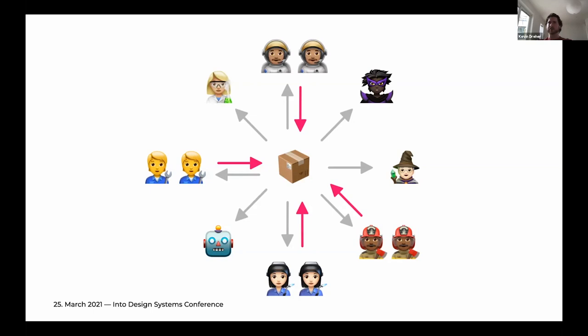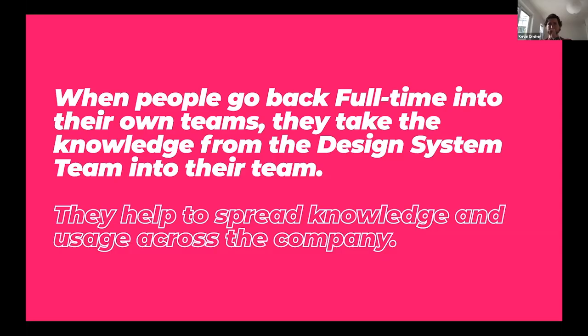And sometimes you have varying levels of quality from the developers, especially in the beginning, when they don't know yet how to really build right in the design system. And if you switch out people, you will have those varying levels of quality. But when people go back full time into their own teams, they take the knowledge from the design system team into their own team. And they will help to spread the knowledge and usage across the company.